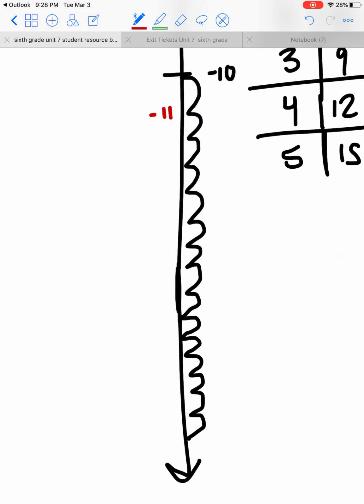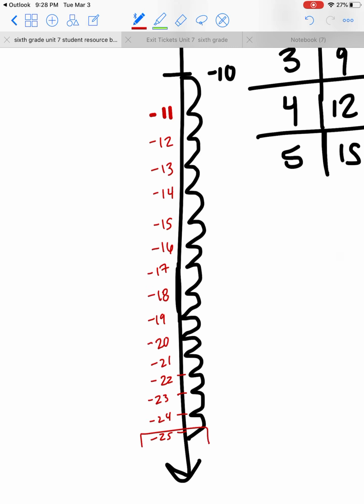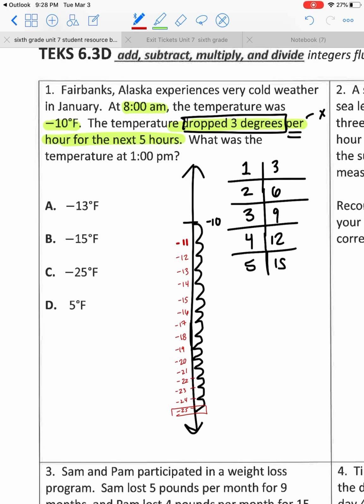Let's make it a little smaller. Negative 12, negative 13, negative 14, negative 15, negative 16, negative 17, negative 18, negative 19, negative 20, negative 21, negative 22, negative 23, negative 24, and negative 25. The temperature then at 1 p.m., this is 1 p.m., was negative 25 degrees Fahrenheit. Okay, so I hope that you got that correct.